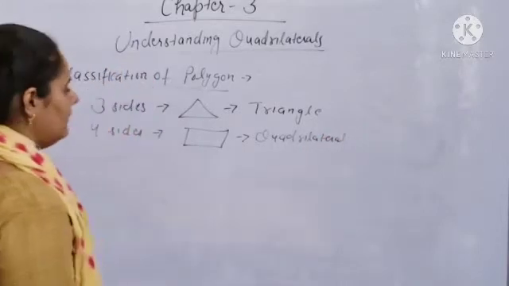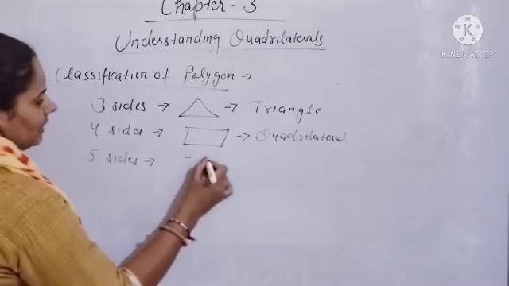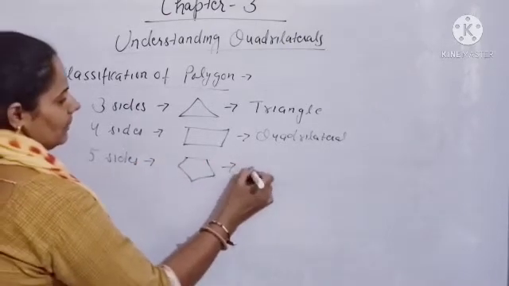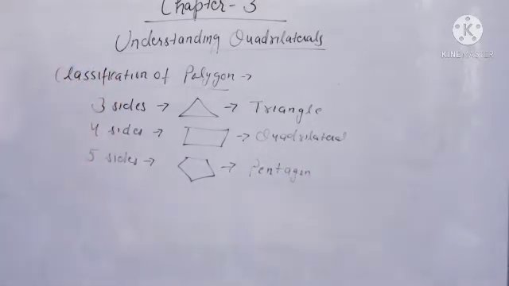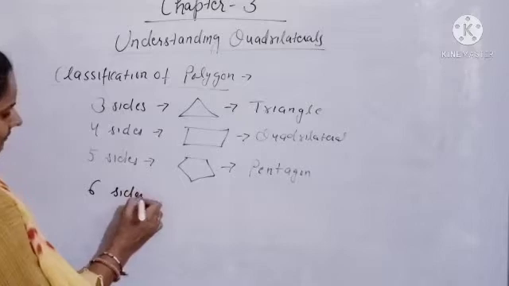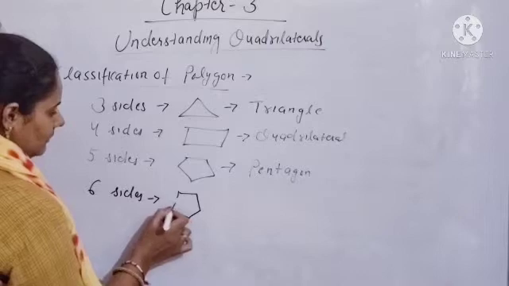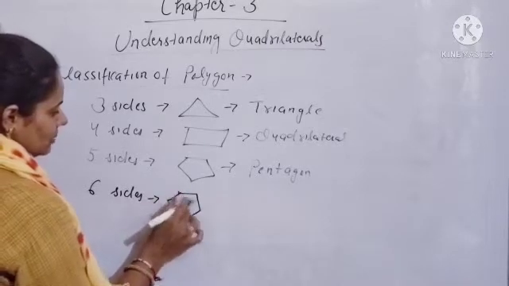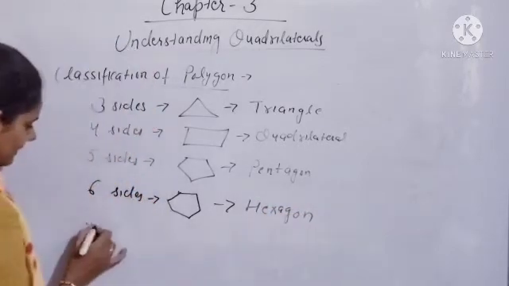Quadrilateral. Clear? After that, 5 sides, so you can say 1, 2, 3, 4, 5. So it will be a pentagon. Clear? So like that you can draw. 6 sides are given, so it will be a hexagon. 6 sides: 1, 2, 3, 4, 5, 6. Clear? So it will be a hexagon. Clear? Then 7 sides.